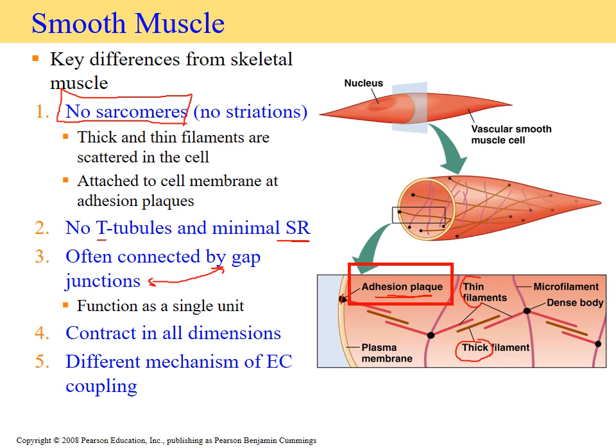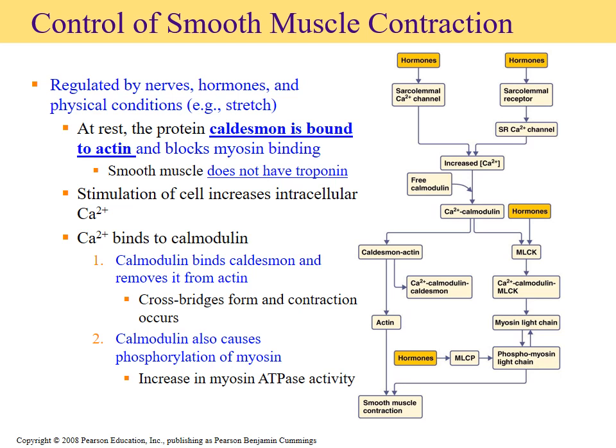It also has a very different mechanism that will control the troponin and the tropomyosin. And part of that comes from this very important statement right here. Smooth muscle does not have troponin. It does have tropomyosin, but it doesn't have troponin. And in fact, one of the big differences is that smooth muscle is going to use caldesmon, which is another protein, and this protein will be binding to actin and will be blocking the myosin binding when the muscle is relaxed.